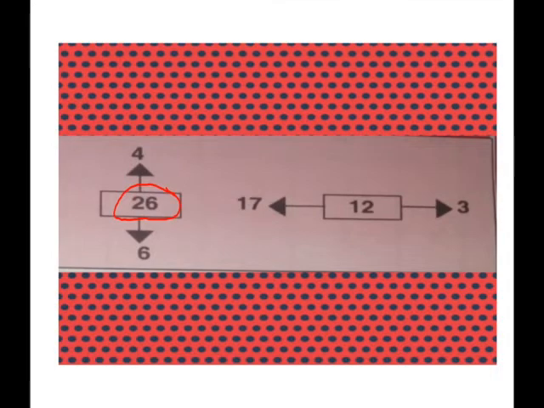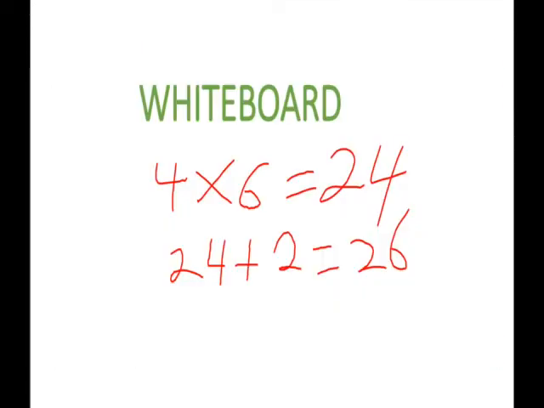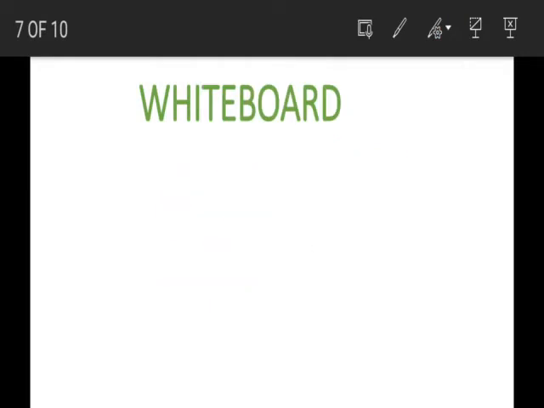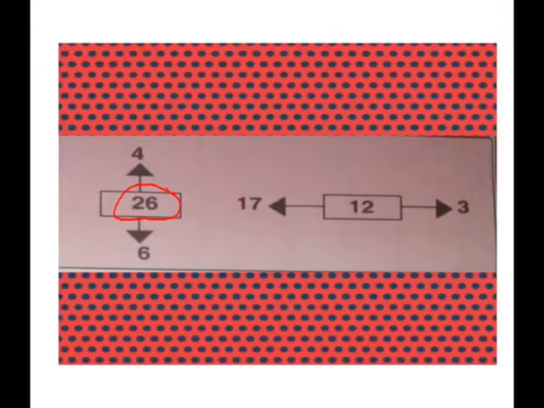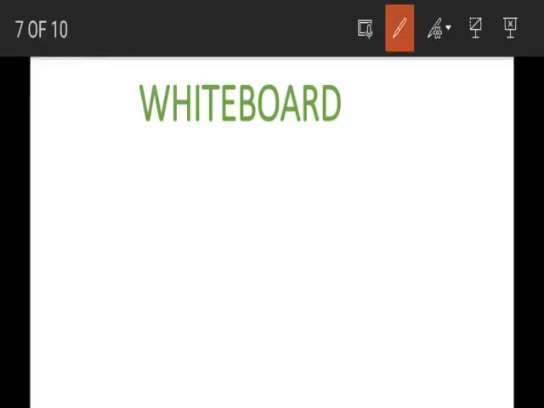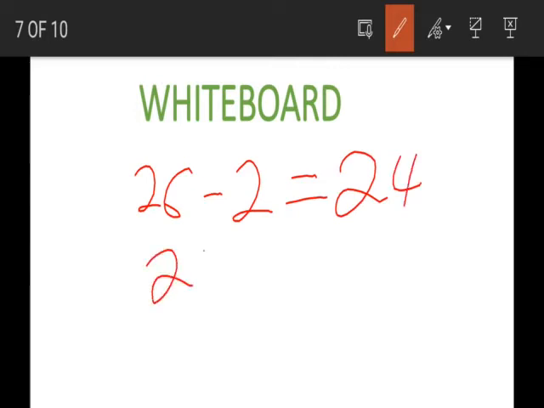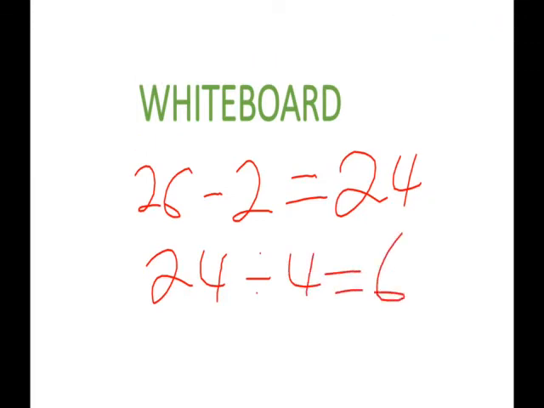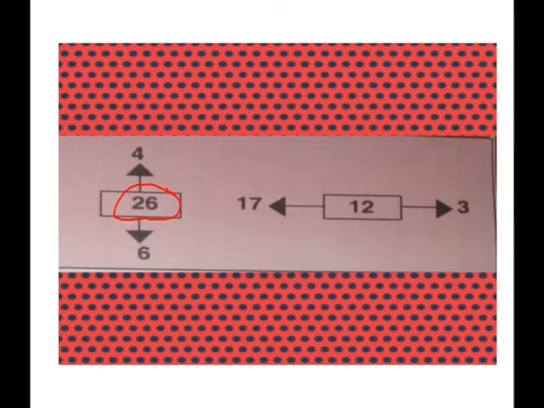Okay, let's use our board. Assuming 6 was not given, how can we get our 6? What we simply do is 26 minus our imaginary number 2, that is 24. Then 24 divided by 4 will give us our 6. That is it. I know kids, it's very easy to understand.